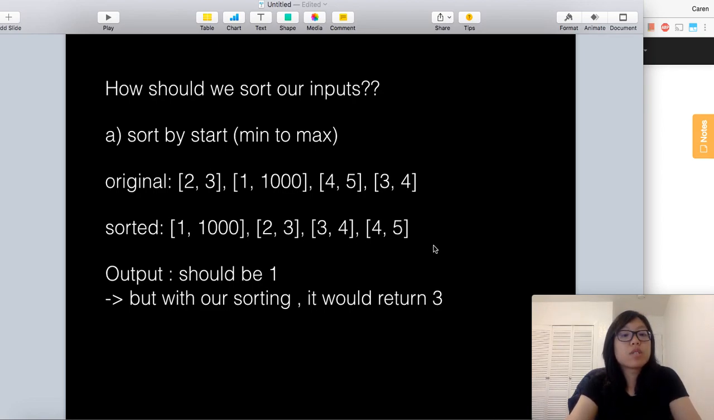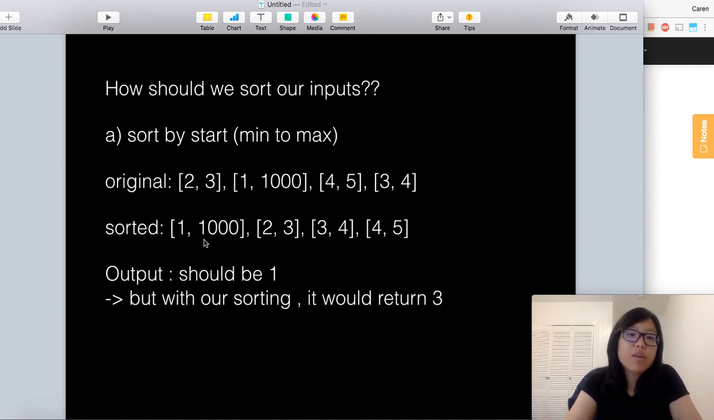But the problem with this approach is, if we're going with what we previously came up with, we will look at 1, 1000, and then we go to 2, 3, which does intersect with 1, 1000. So we take out 2, 3. Then we look at 3, 4. That also intersects with 1, 1000. So we end up taking out 3, 4 too. And then we look at 4, 5, which also intersects and overlaps with 1, 1000. So now we ended up taking out the last 3 intervals instead of just taking out the first interval, which is not what we want because we wanted the minimum number of intervals we could take out. So this kind of sorting doesn't seem to work too well. There are obviously cases where this kind of sorting would work.